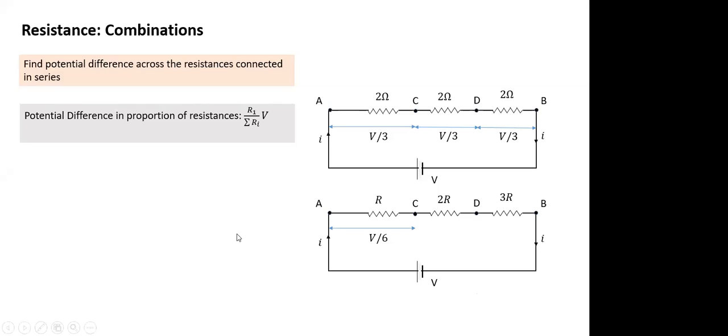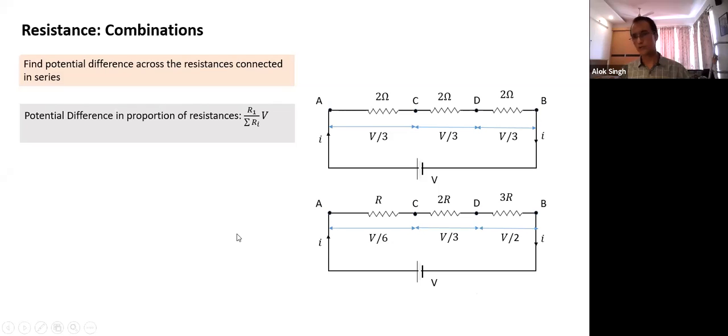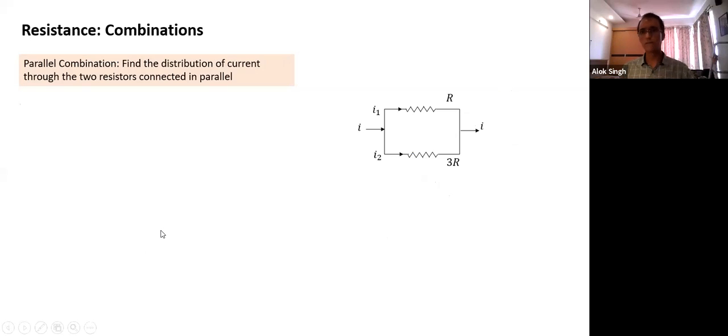See, V by 6, V by 3, and V by 2. Okay. You can also think of this this way. If you divide in proportion of resistance across this, the sum of the 3 is 6. So R by 6R into V, 2R by 6R into V, 3R by 6R into V. Extremely simple. That's why I said if somebody is not answering this question, it means you are not paying any attention at all. So they are simple questions.